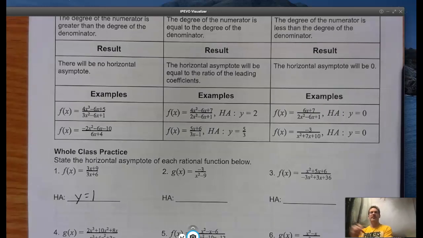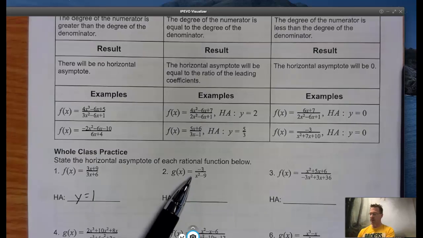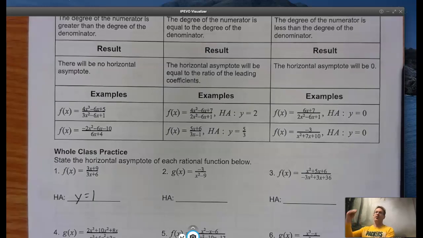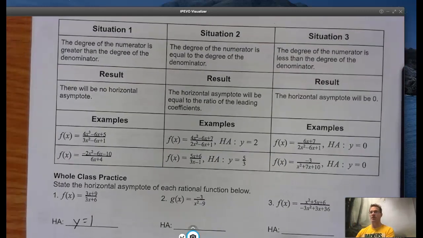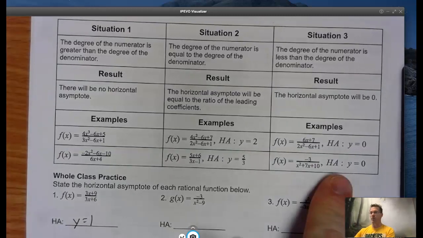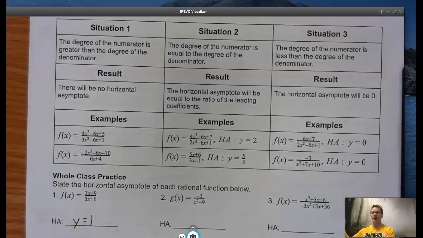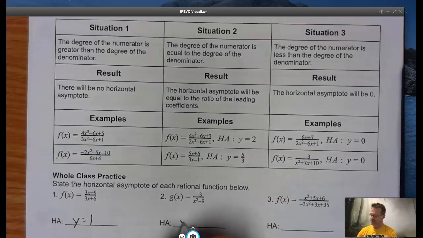All right, let's look at g of x in number 2. I have a 0 degree divided by a second degree polynomial. The degree of the denominator is bigger than the degree of the numerator, so it's going to outgrow the numerator. So now we're in situation 3. The degree of the numerator is less than the degree of the denominator, which means we're going to get a horizontal asymptote, and it's going to be y equals 0.